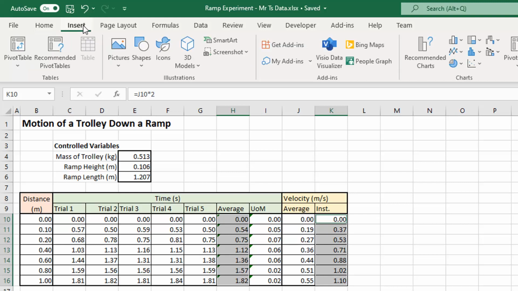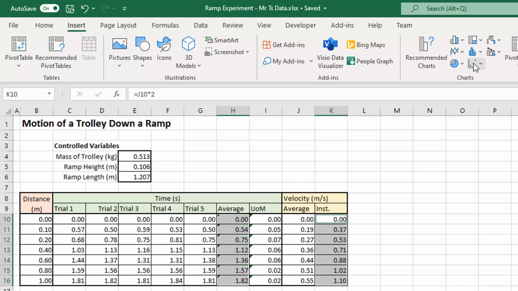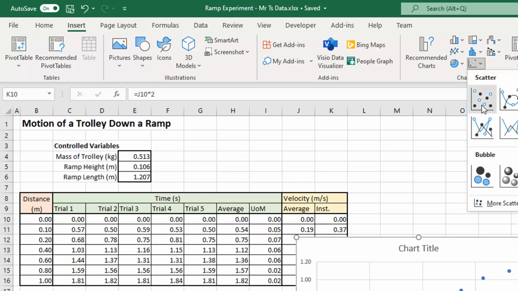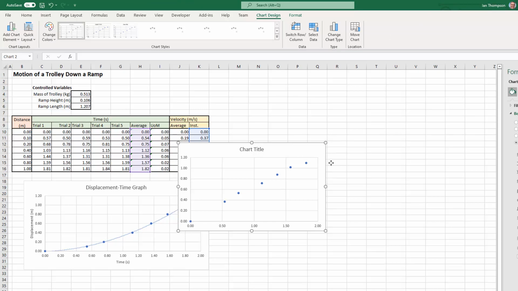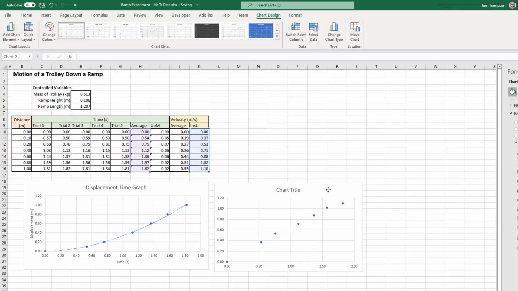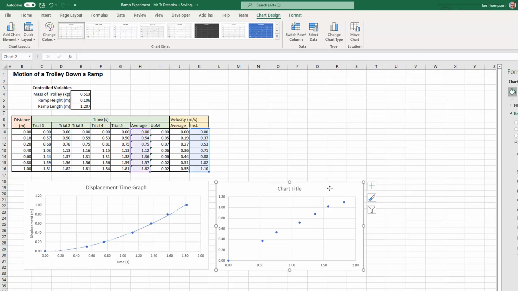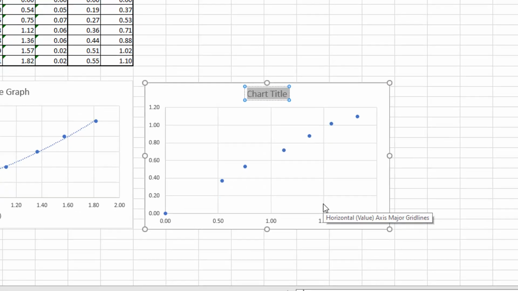So now we're going to go insert, and we're going to click on again an XY scatter plot. We'll click on the first one. Now this time Excel's been much more well behaved. It's put the axes the right way around for us. So that's great. I'm going to double click here on title, Control A to select the whole title, and I'm going to say this one here is a velocity time graph, like that.